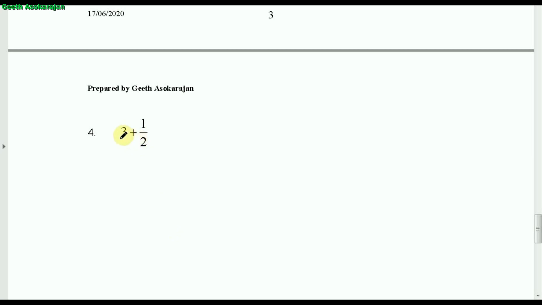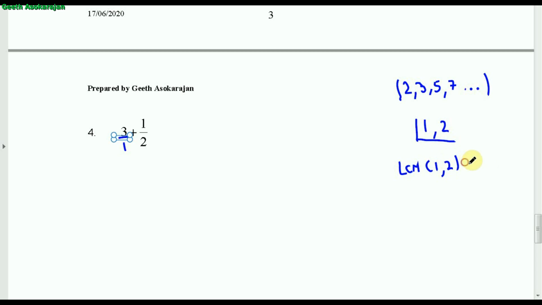Right, number 4. 3 is the same as 3 over 1. So the denominators are not the same. So let's work out the LCM of 1 and 2. So I cannot divide both by any of the prime numbers giving numbers at the end with no remainder. So I say that's the LCM of 1 and 2. So let's multiply the 1 by the 2. 1 times 2, 2. So 2 is going to be the denominator of the resulting fraction.